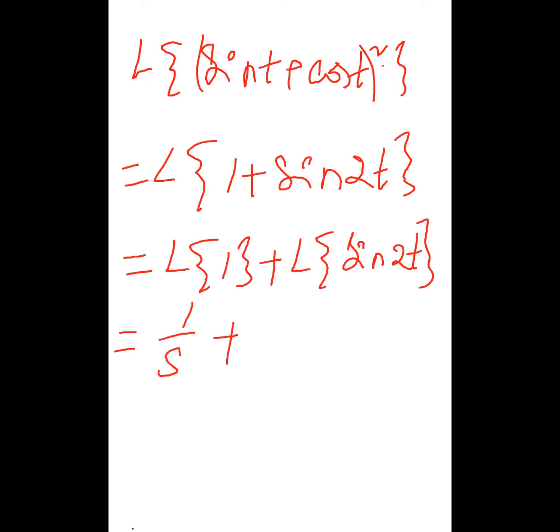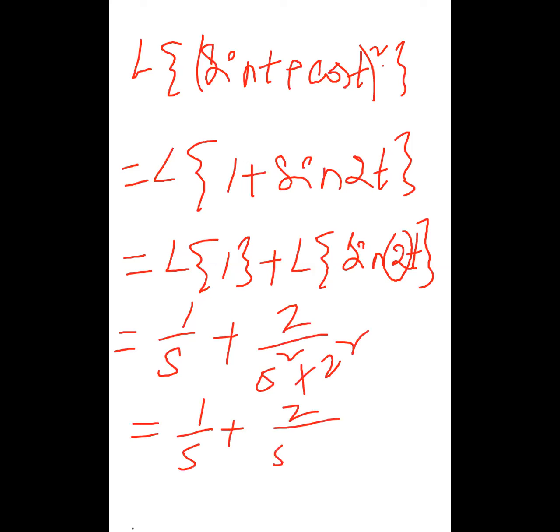And the Laplace transform of the trigonometric function, L of sin at, has the formula a by s square plus a square. Here the angle a, the multiple of t, equals 2. So replace a by 2. So 2 by s square plus 2 square, that equals 1 by s plus 2 by s square plus 4.